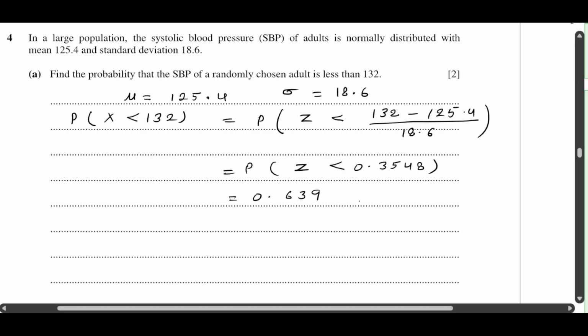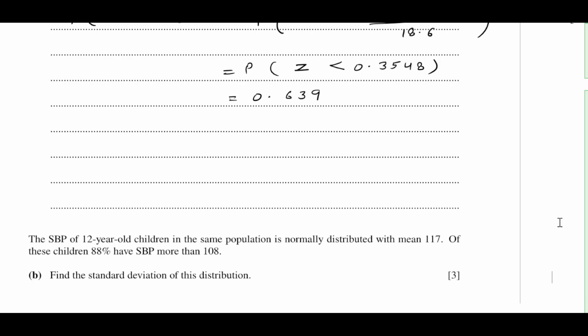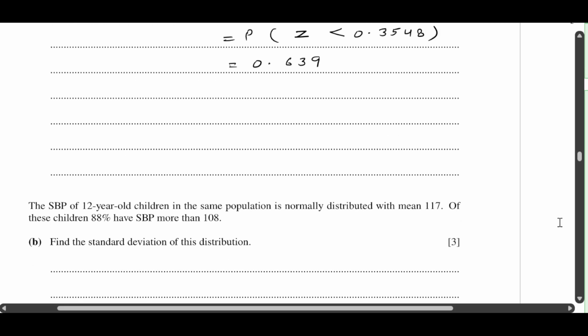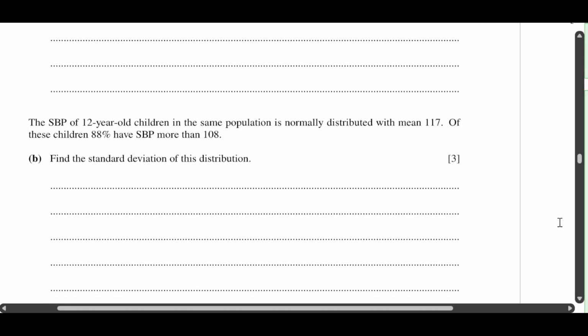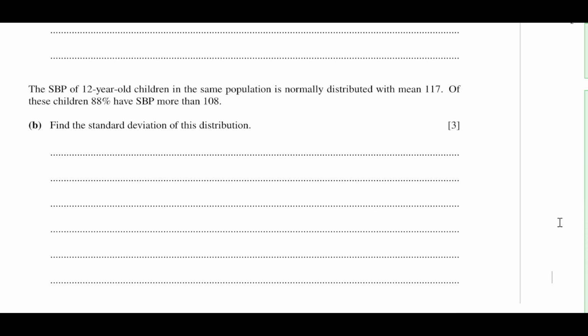Okay, first part done. Now to see what next question they are asking. The systolic blood pressure of 12-year-old children in the same population is normally distributed with mean 117. Of these children, 88% have SBP, systolic blood pressure, more than 108. Find the standard deviation of this distribution.